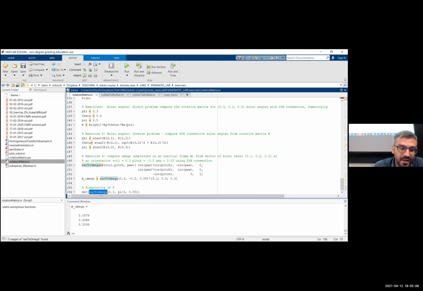And we want to check that this mapping has some singularity in correspondence of 90 degrees as well, or minus 90 degrees. To do so, we have this anonymous function. We call it with, for example, whatever number for the roll and yaw, and applying 90 degrees for the pitch. If we do so, we get this matrix. If you compute the determinant, we see that it goes to 0. So singularity in this case has a determinant equal to 0, and it means that we cannot map Euler rates into omega.